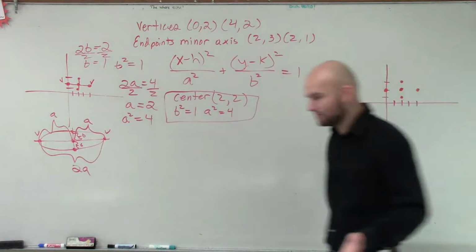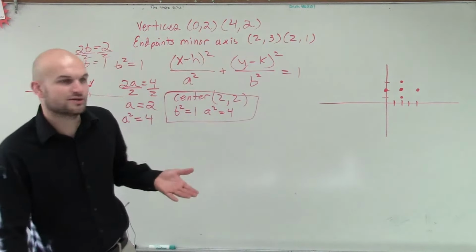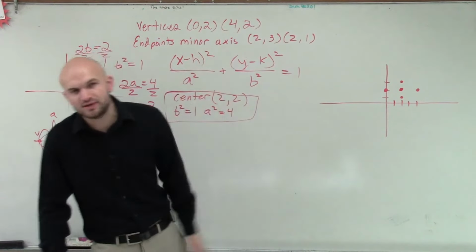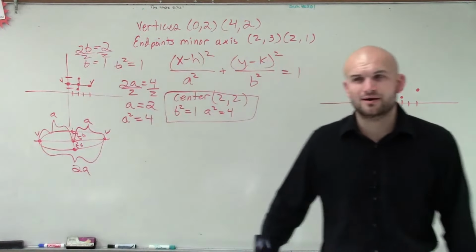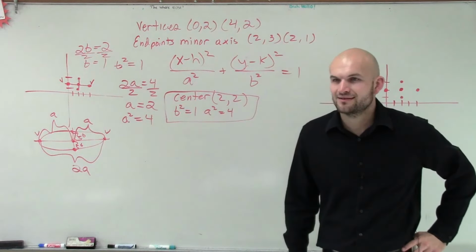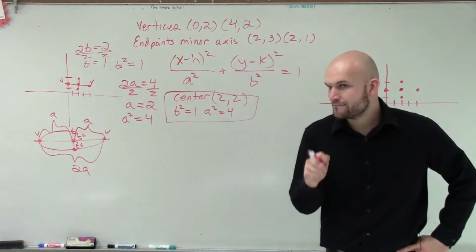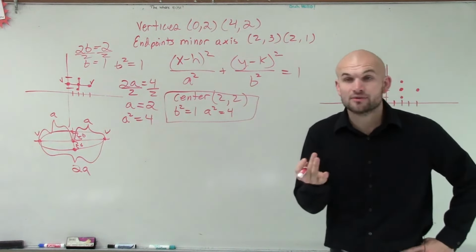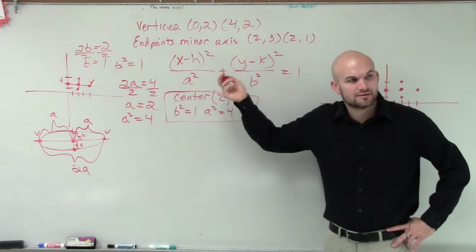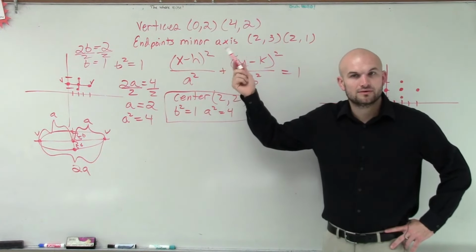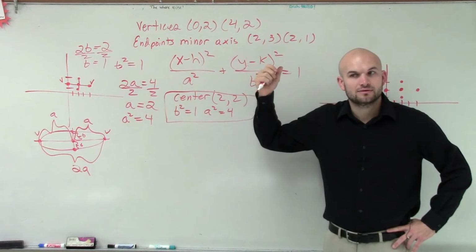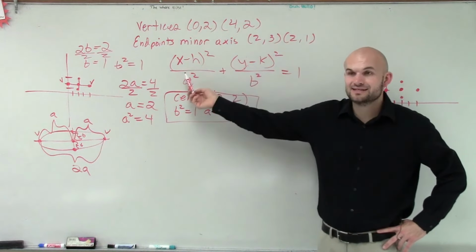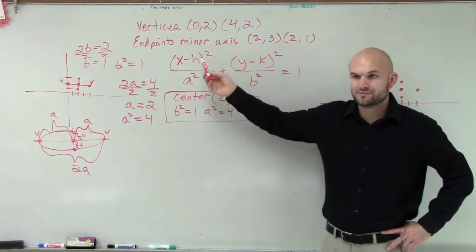Now, I'll ask this question one more time, because I always like to hear the answer and make sure everybody understands it. I figured out what H, K, A, and B are. Why do I not need to figure out what X and Y are? They are variables. What do X and Y represent? X and Y, ladies and gentlemen, represent all the points on the ellipse.